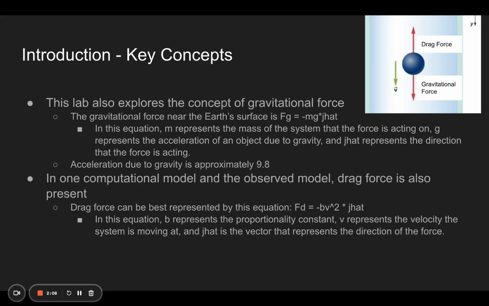In one computational model and the observed model, drag force is also present. Drag force can be best represented by this equation. Drag force is equal to negative b times v squared times j hat, with b representing the proportionality constant, v representing the velocity the system is moving at, and j hat representing the vector that points in the direction of the force.